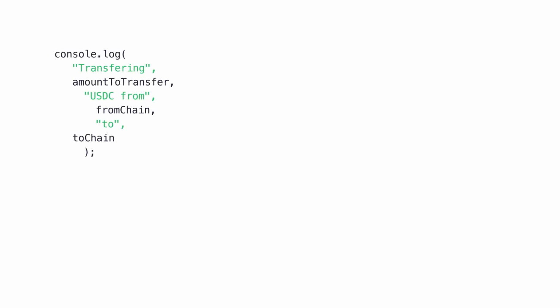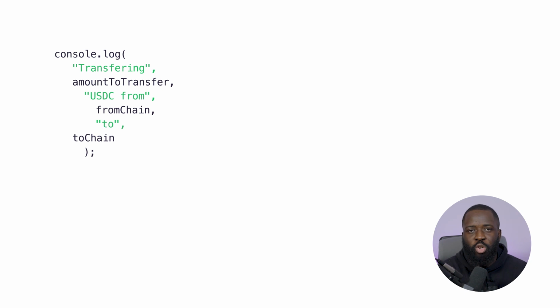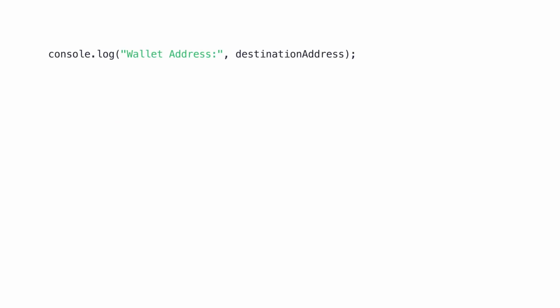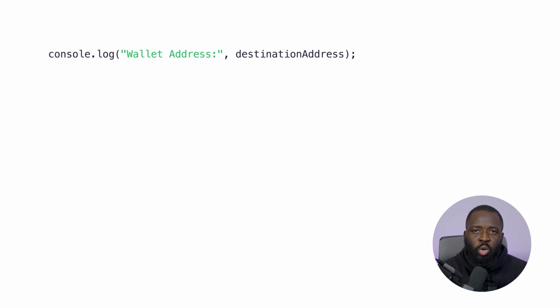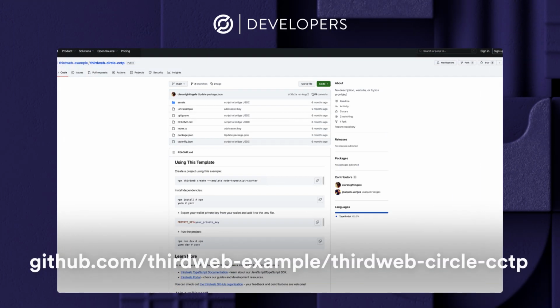You will add a line that logs a message indicating the transfer of a specified amount of USDC from one blockchain to another. You will do the same for the wallet address as well using this code as shown. Remember that we're following the thirdweb CCTP template, and if you want to follow along, clone the repository using the following link or watch the previous section where we talked about setting up the repository.